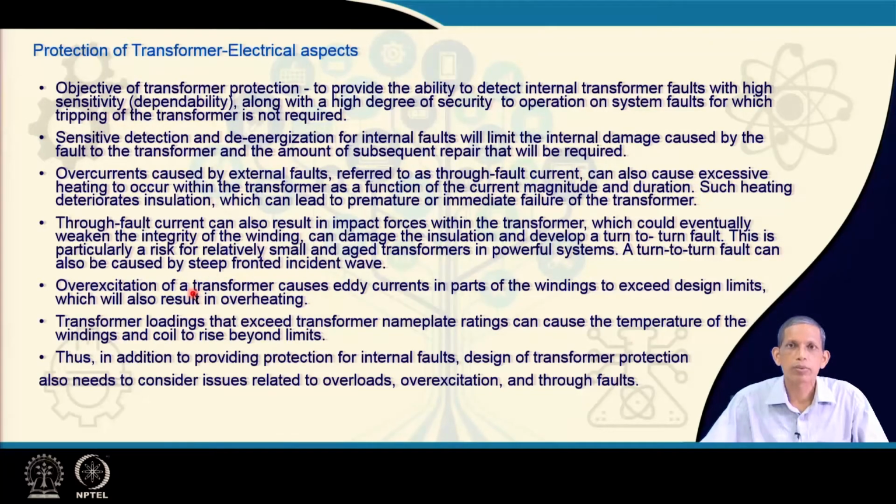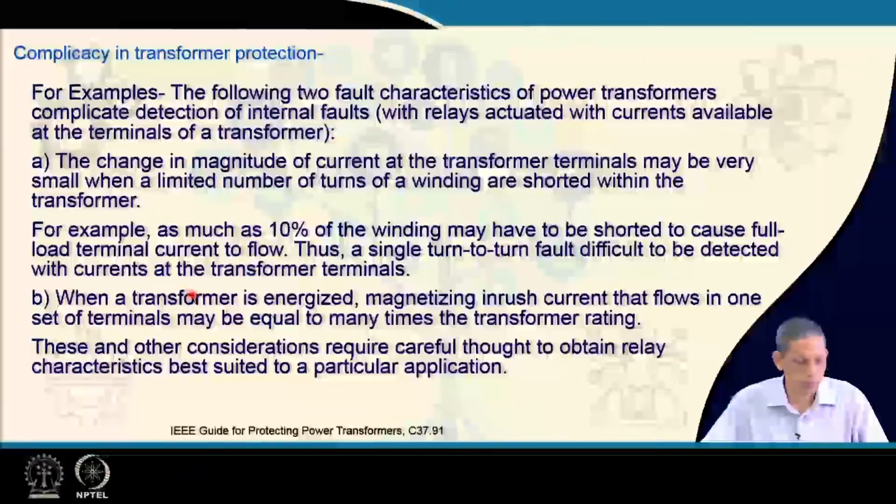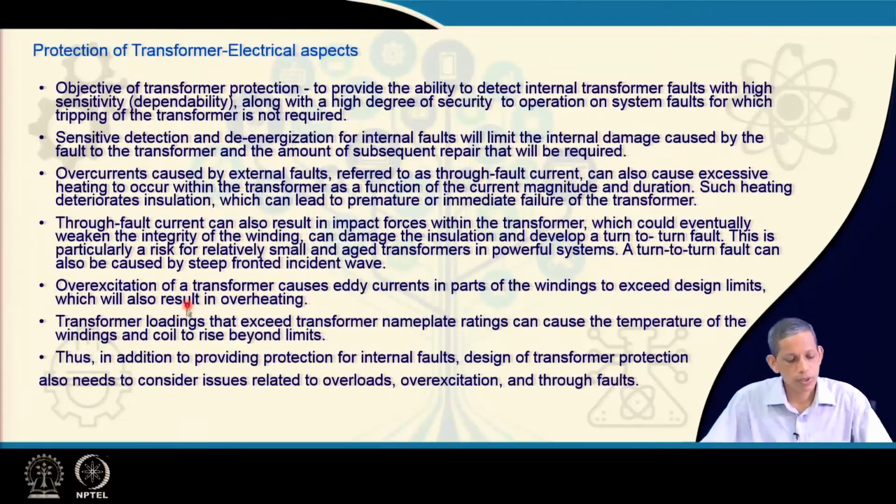Over-excitation: whenever a large load is thrown off, the transformer causes a lot of eddy currents in the core, and that may violate the design limit. Also, transformer loading that exceeds the nameplate rating can cause a temperature rise, a thermal limit violation, and may deteriorate the winding insulation. So, in addition to providing protection for internal faults, the design of transformer protection also needs to consider overloads, over-excitation and through faults, because these are related to the life of the transformer, and the protection scheme should address these points also.